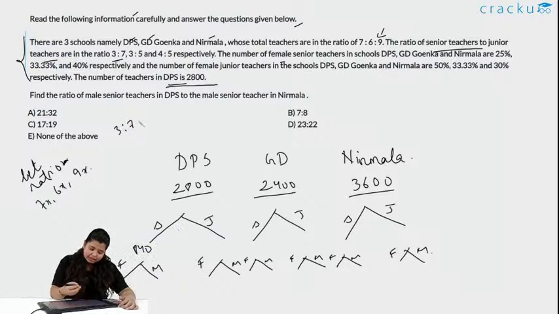And then 7 units is equal to, either you can do 7 into 280 or you can just subtract this number from the total, and you will get 1960.